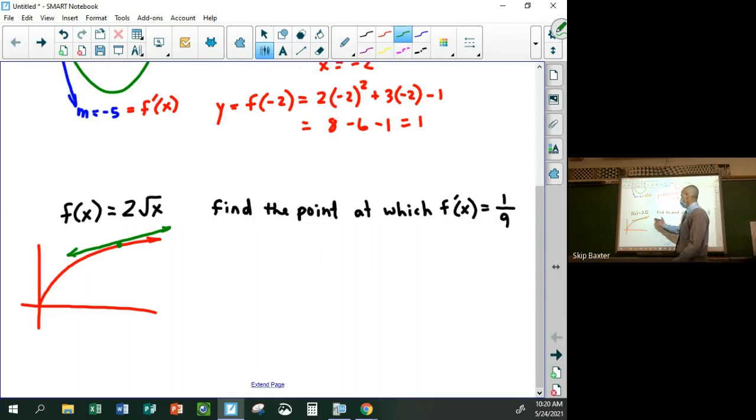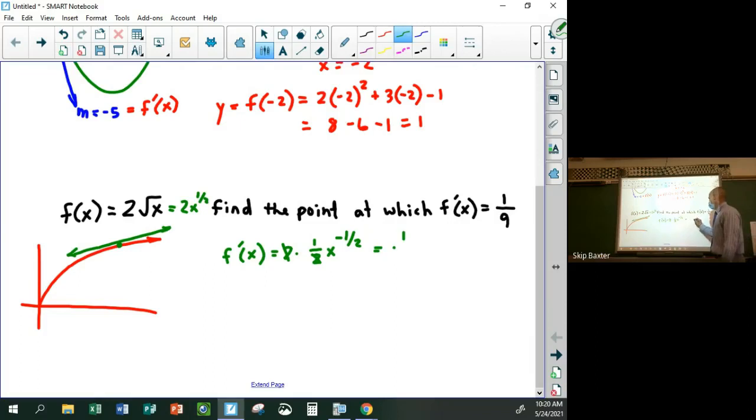Right? So I'm going to take the derivative. So this is really 2x to the 1/2 power. So its derivative, f prime of x, would be 2 times 1/2 x to the negative 1/2. Then the 2 and the 1/2 cancel. So this ends up being 1 over radical x. So 1 over radical x equals 1/9. That means radical x equals 9, and x is 81.